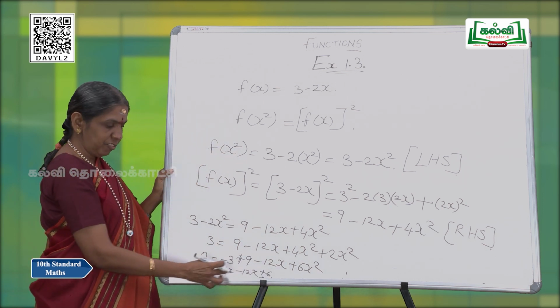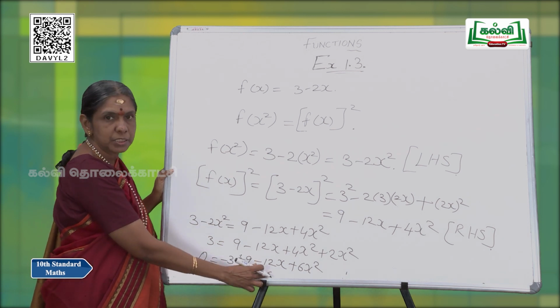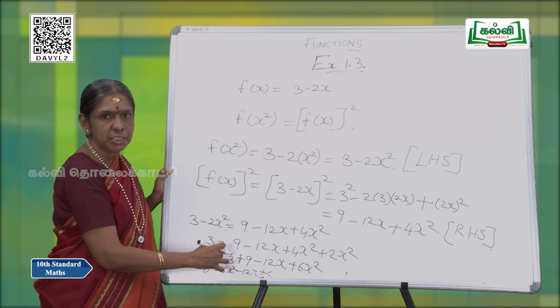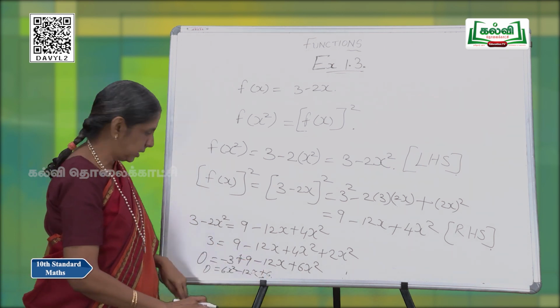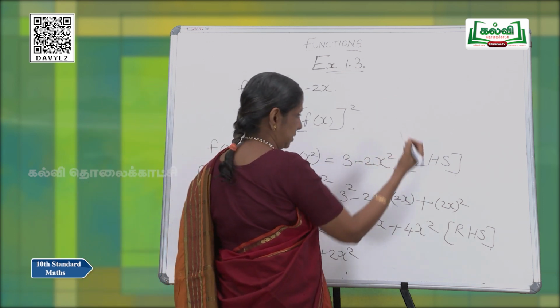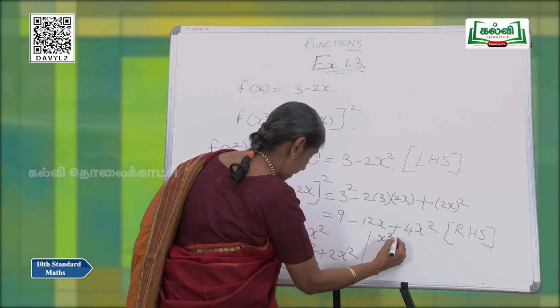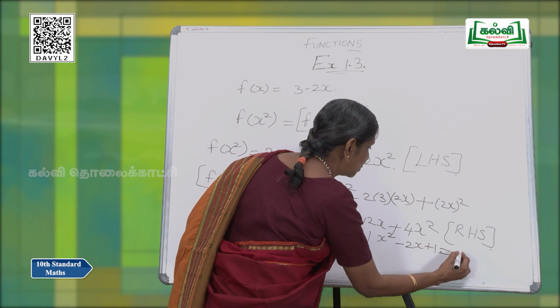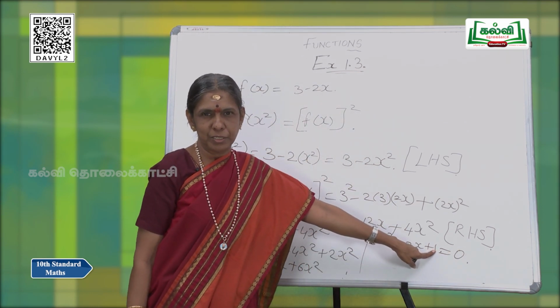Now, what is the common factor here? 6x squared minus 12x plus 6. All the 3 terms are divisible by 6. Therefore, 6 is the common factor for all the 3 terms. Therefore, divide by 6. You get x squared minus 2x plus 1 is equal to 0.